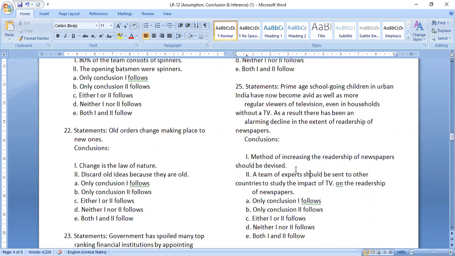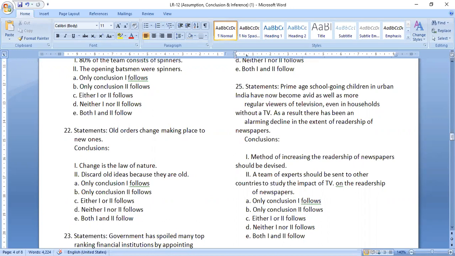Okay, if you could, then what? Sorry, sir, I didn't get you. Yeah, suppose you could treat a course of action as a conclusion. Then would you mark A as the option? Any other answers? Yes, so it definitely fits into the statements given. As a result, there has been an alarming decline in the extent of readership of newspapers. So the conclusion is, therefore, method of increasing the readership of newspapers should be devised.